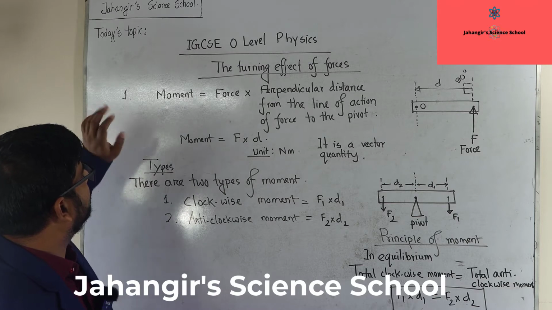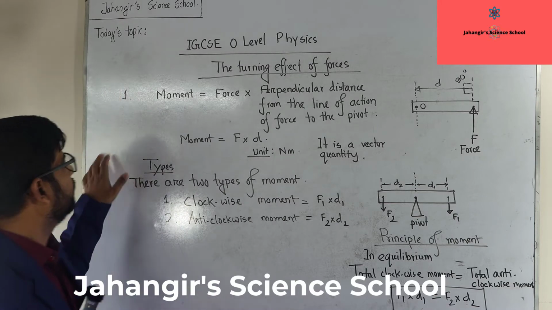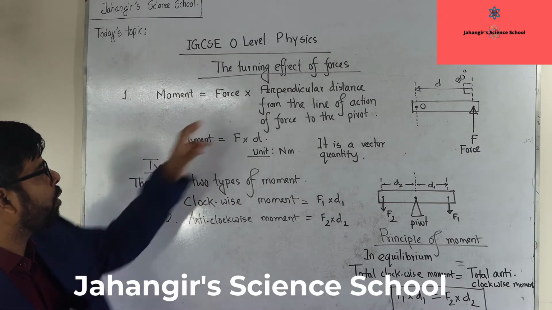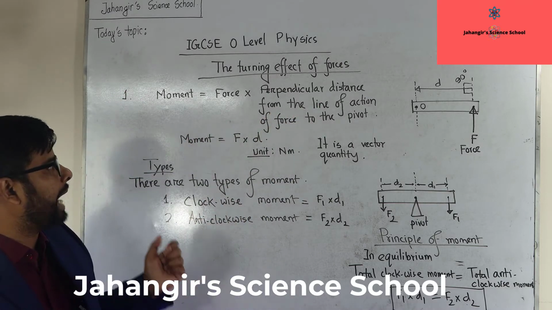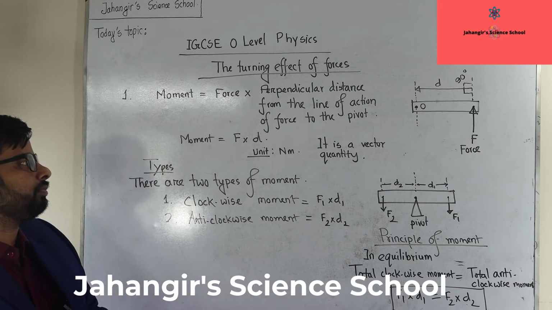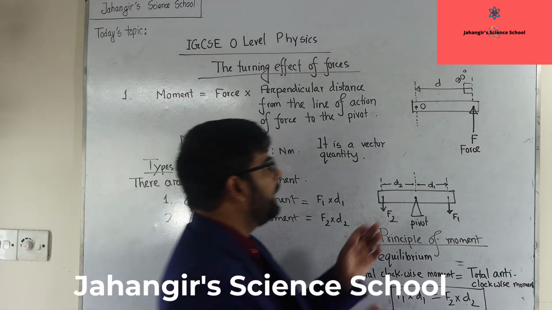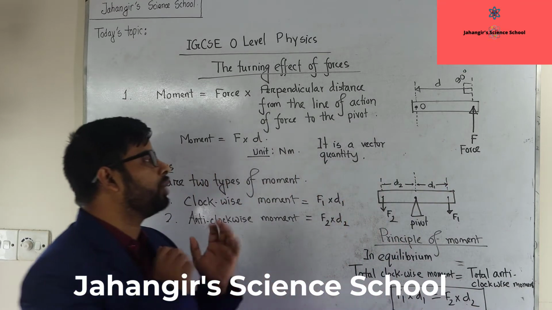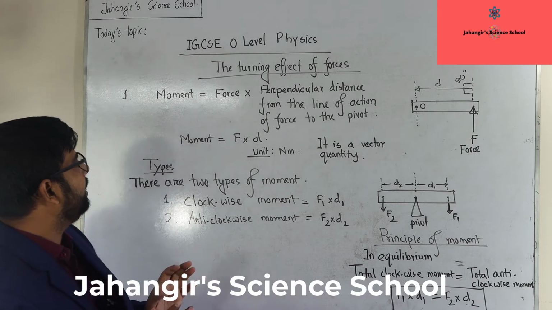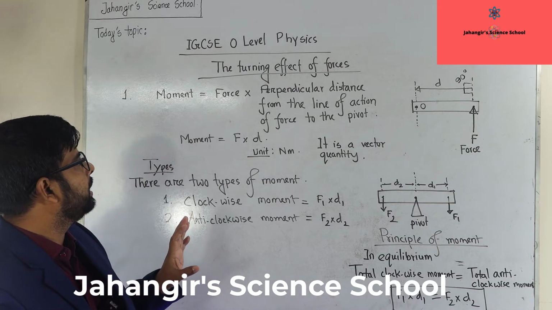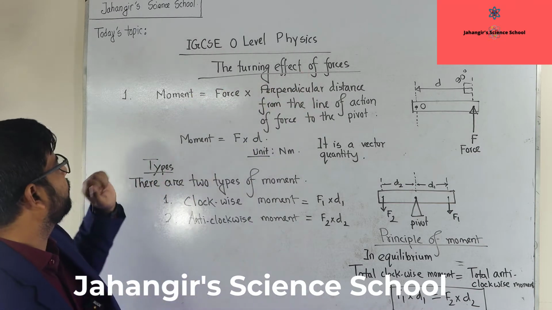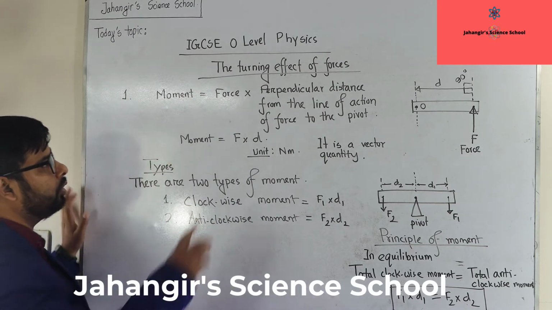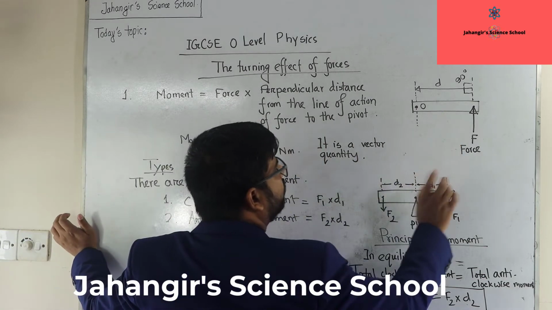Let's start from the definition of moment. Moment is the product of force and perpendicular distance from the line of action of the force to the pivot. So when any force is applied on an object and it produces a rotation tendency, then that force is known as the turning effect of force, also known as moment. Moment equals force into perpendicular distance.